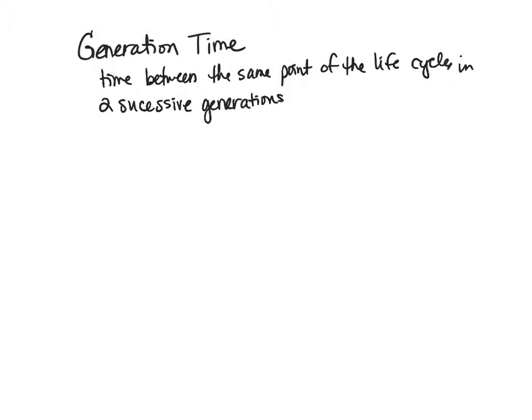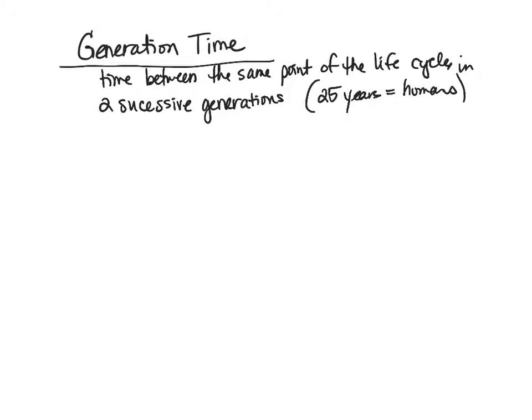When we talk about humans, the text even gives it as an example. For humans, it's about 25 years. So when we think of generation time for organisms, we would look at the same point in the life cycle, and the same point we often look at is birth, for example. So the generation time for humans is about 25 years.